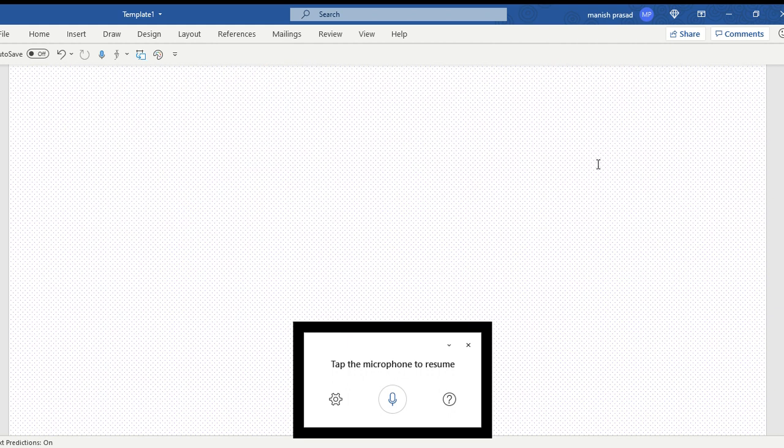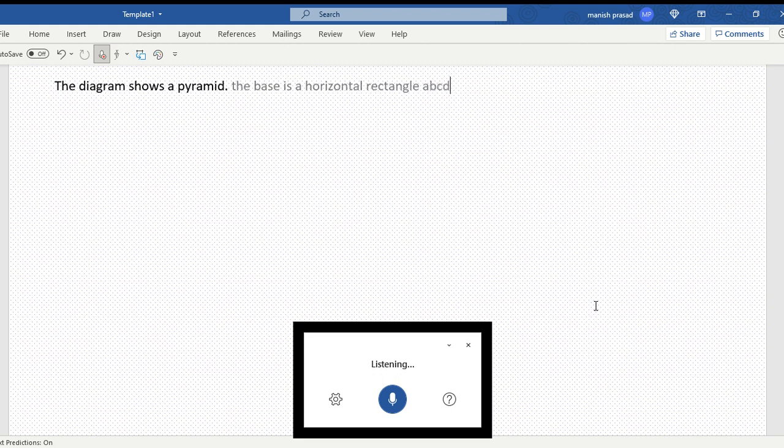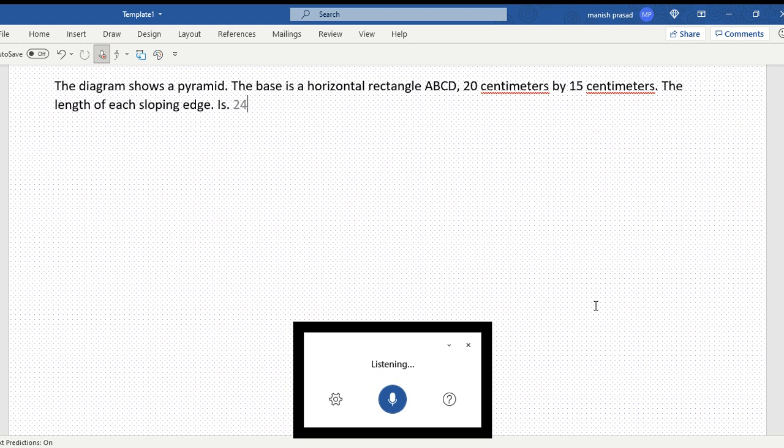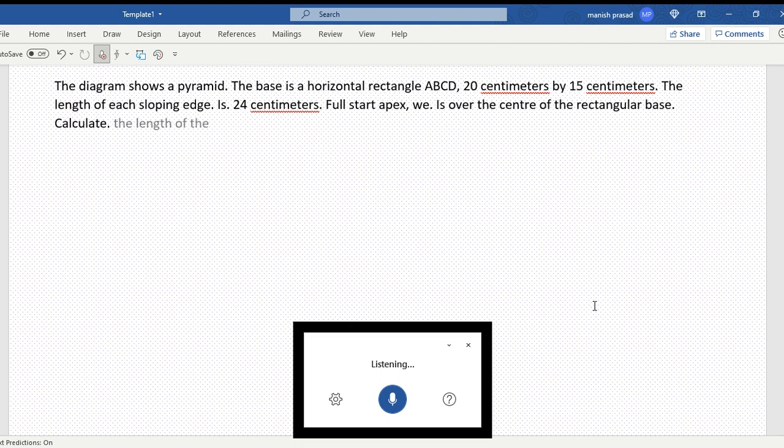So now let's go to another question. The diagram shows a pyramid. The base is a horizontal rectangle, ABCD, 20 centimeters by 15 centimeters. The length of each sloping edge is 24 centimeters. The apex, V, is over the center of the rectangular base. Calculate the length of the diagonal AC, the size of the angle VAC, the height of the pyramid.